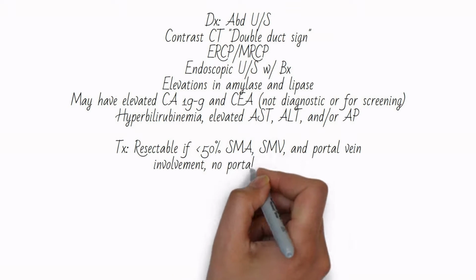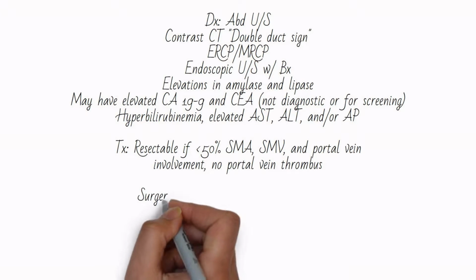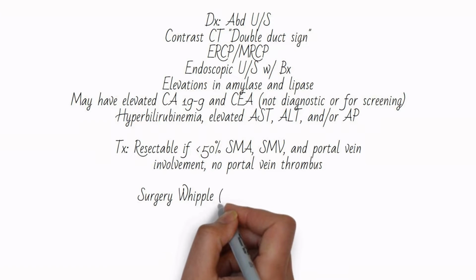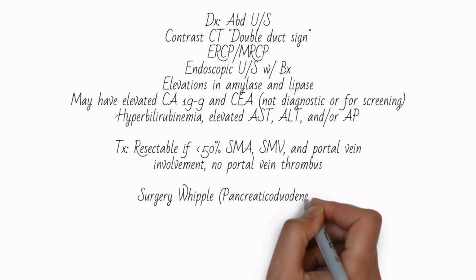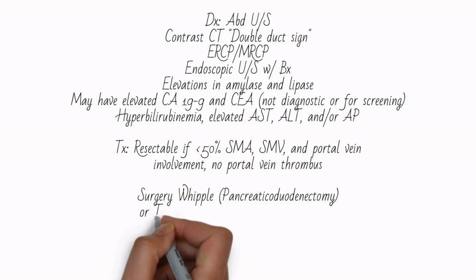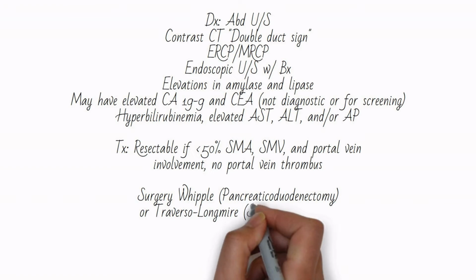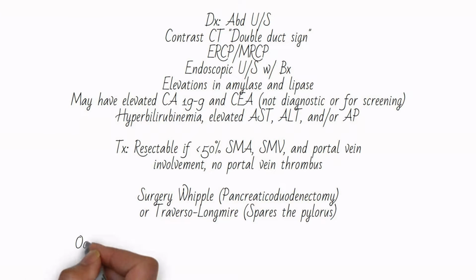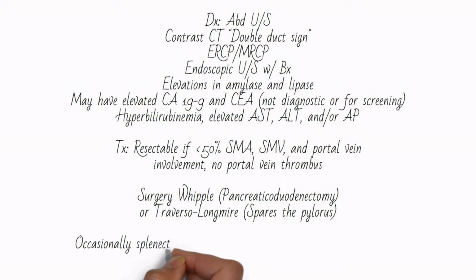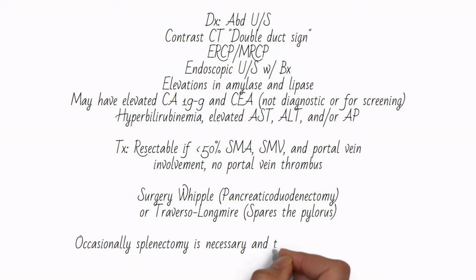not surgical candidates. To treat, resect the cancer if less than 50% of the circumference of the superior mesenteric artery, vein, and portal vein are involved and there is no portal venous thrombosis. Surgery includes the Whipple or pancreaticoduodenectomy, which includes the pylorus, or the Traverso-Longmire procedure, which is pylorus sparing. The splenic vessels run posterior to the pancreas, and if compromised, splenectomy may be required to complete the pancreatectomy.